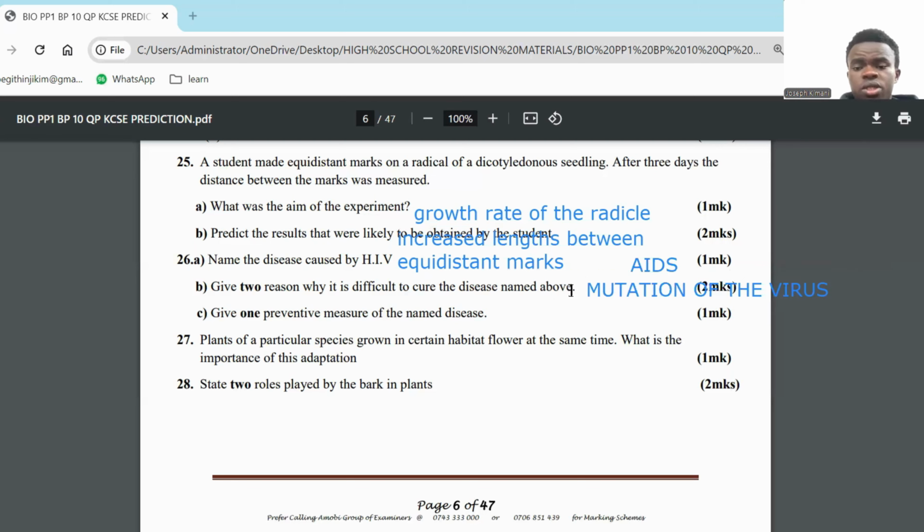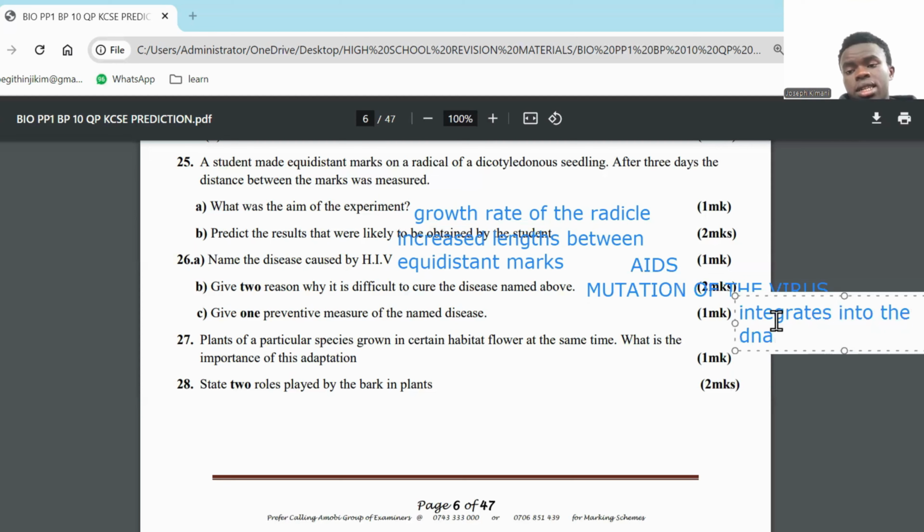And also, apart from mutation of the virus, you can say the disease also integrates itself into the DNA of an individual. And once it integrates into the DNA, the disease becomes somehow unreachable. Because when you want to mess with the disease, you are going to basically be messing with the DNA of the individual. So that's another reason why it's difficult to treat it.